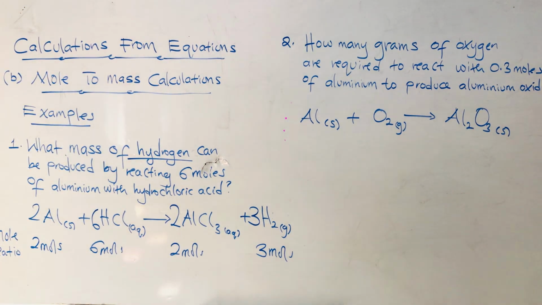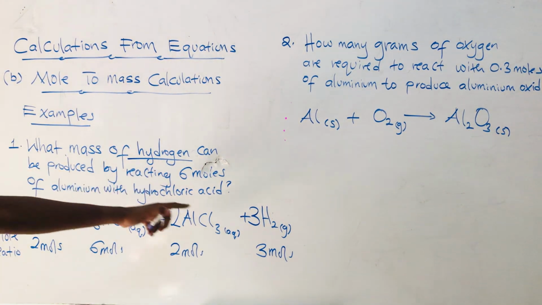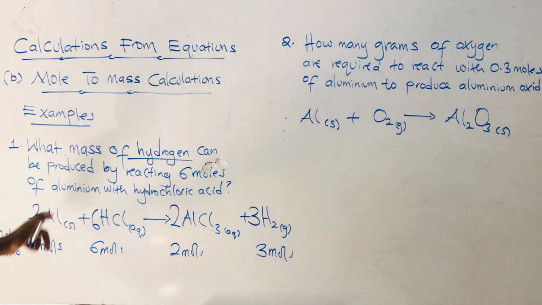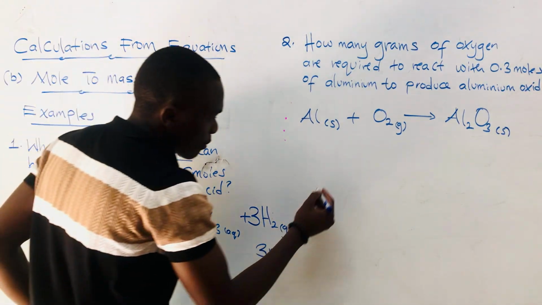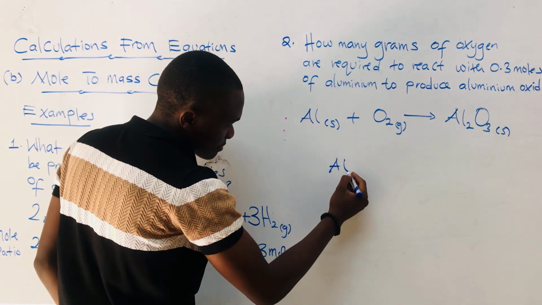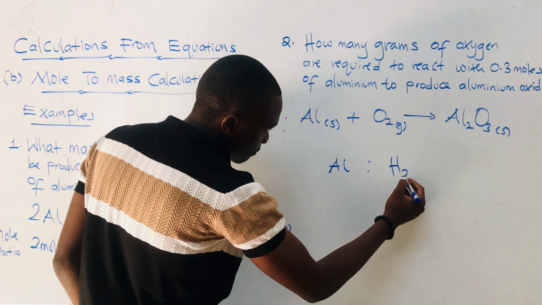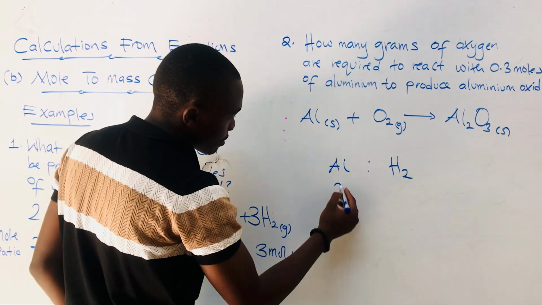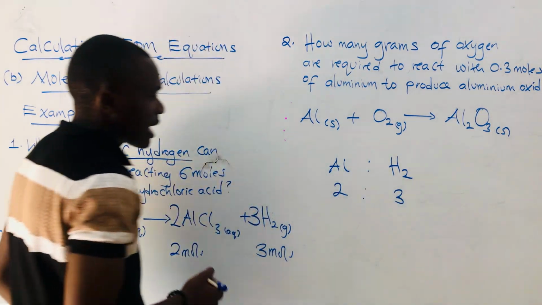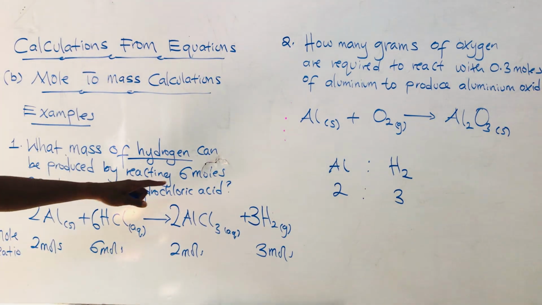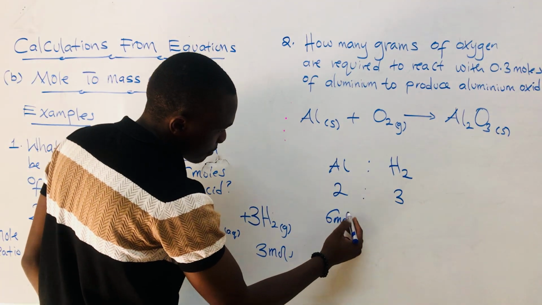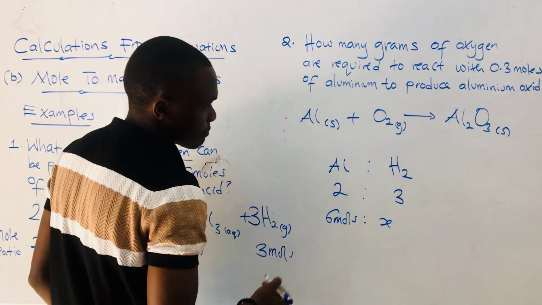Now read the question with me. What mass of hydrogen, they want a mass of hydrogen, can be produced by reacting 6 moles of aluminium? So we have the number of moles of aluminium, and then they want us to find the mass of hydrogen. So what are their mole ratios? 2 to 3. The mole ratio is 2 to 3. How many moles of aluminium have been given? We have 6 moles of aluminium. So here where there's aluminium, we say 6 moles. And then this side we say X moles of hydrogen.